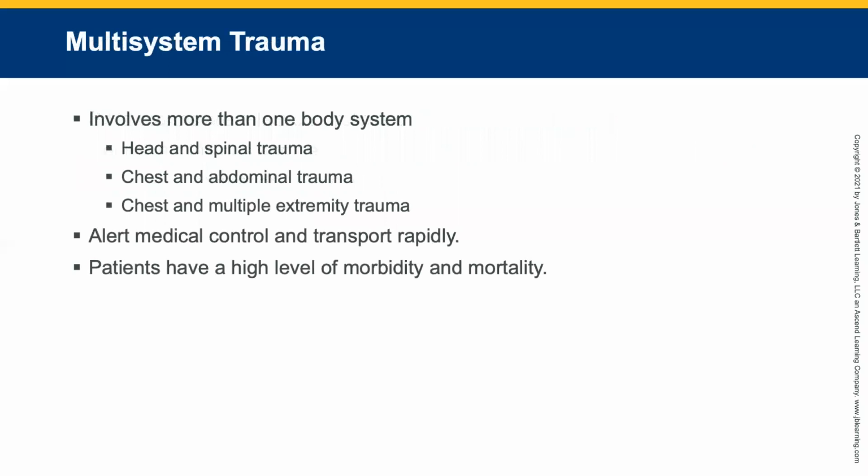Multi-system trauma involves more than one body part, like we've talked about. You can have head and spinal cord, chest and abdominal trauma, chest and multiple extremity trauma. You must alert med control and transport very rapidly for this. Multi-system trauma patients have a high level of mortality and morbidity. Why can I not say these words today?